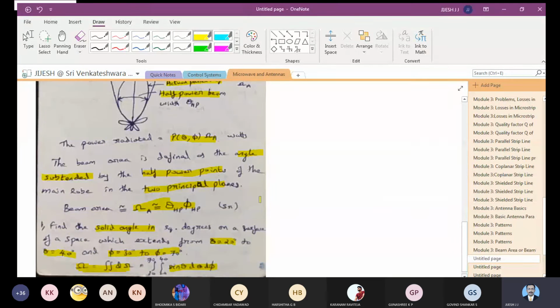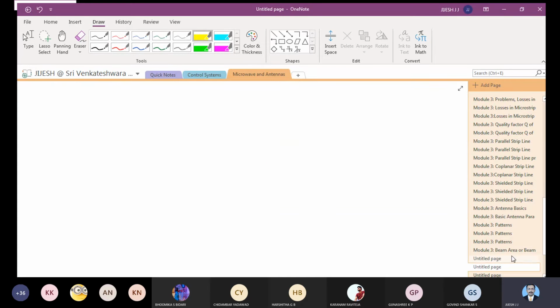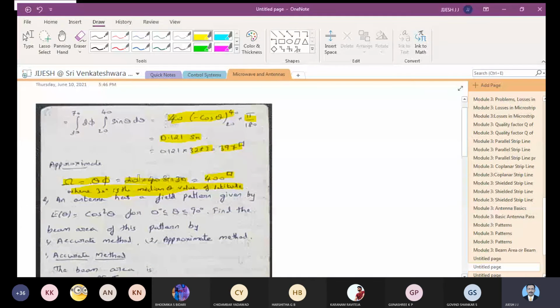It's very easy to find when you have the limits here. Go back to the question. You have theta ranging from 20 to 40 degrees and phi ranging from 30 to 70 degrees. Let us take the difference between them: 40 minus 20 is 20, and 70 minus 30 is 40. That is what we have used, and you have to go with the sine of the angle. So you use 20 into 40 sine 30.